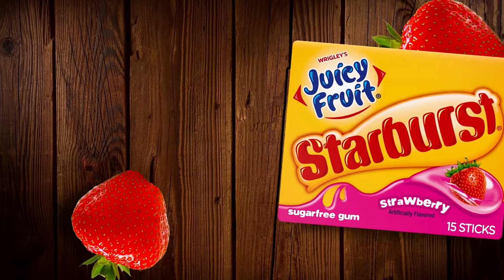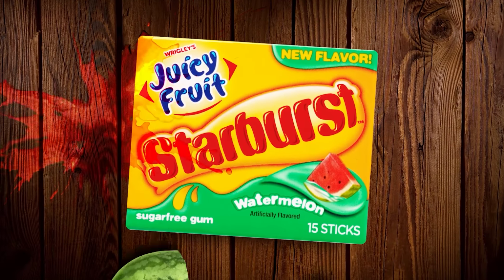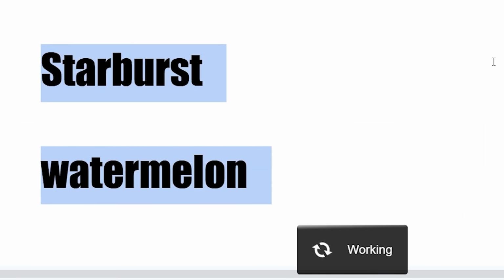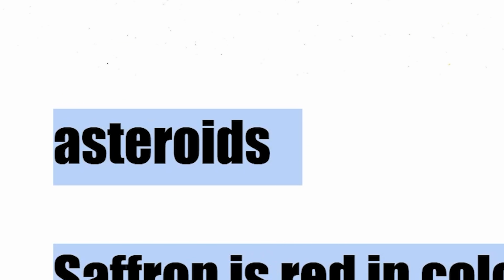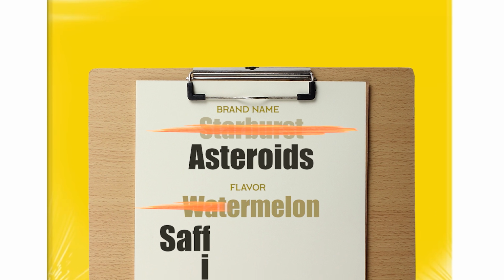Last one, we have Starburst, the fruit flavored chewy candy. And I'll go with the watermelon flavor. I'll insert the name and the flavor 100 times into Google Translate. And we got asteroids and saffron is red in color. Fair enough. Let's begin the designing process.